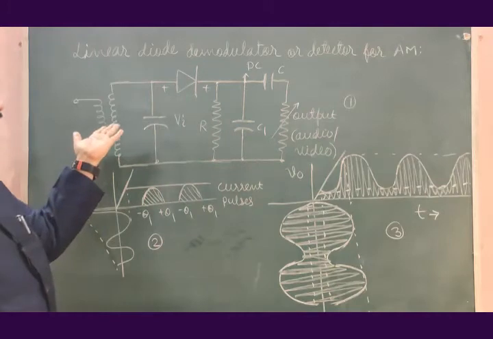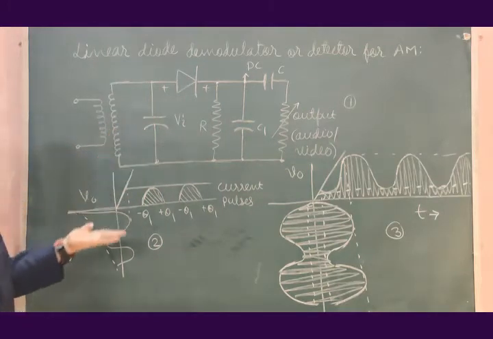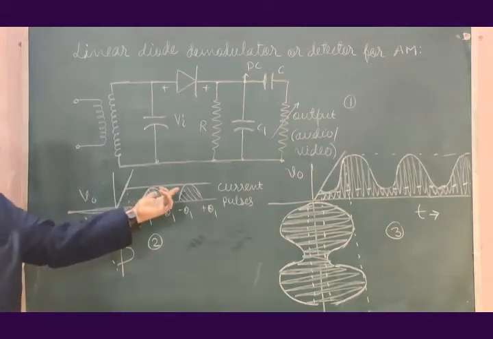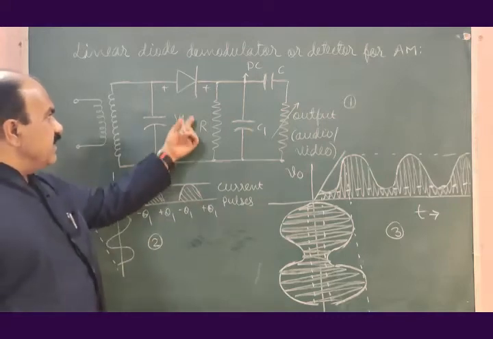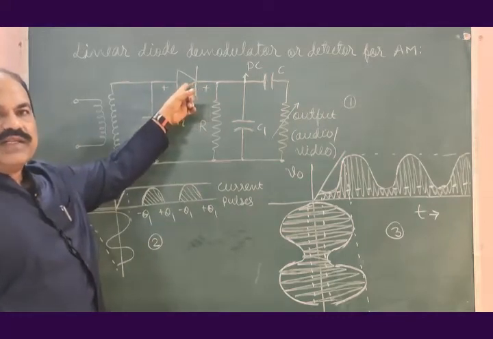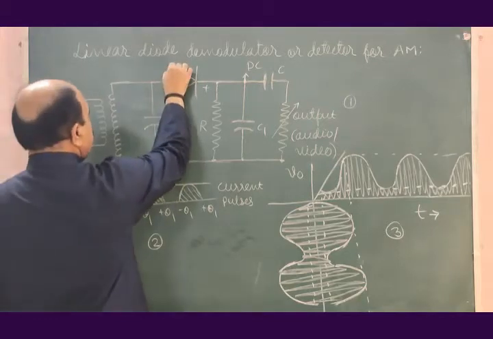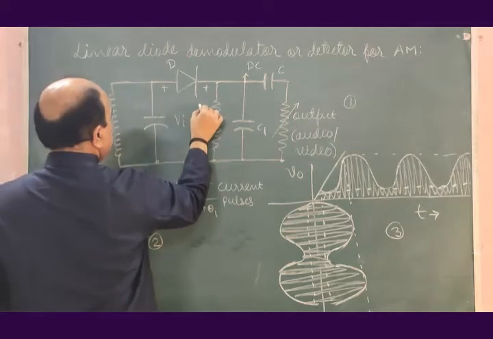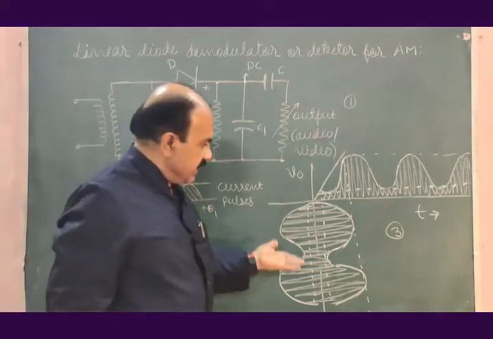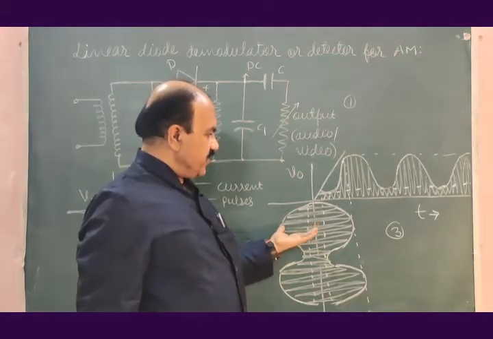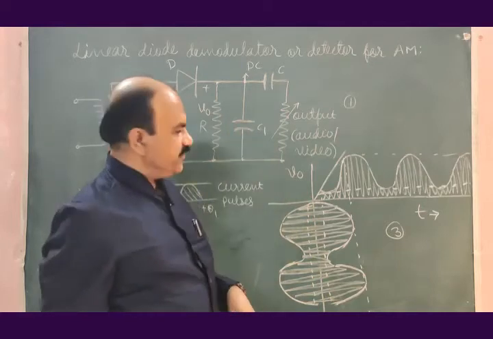This is a simple rectifier circuit. Figure 1. Figure 2 gives the current pulses for certain interval through the forward biased diode D. This is the amplitude modulated voltage. This amplitude modulated voltage is given to linear diode detector.